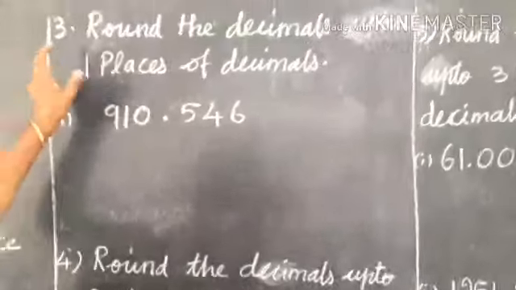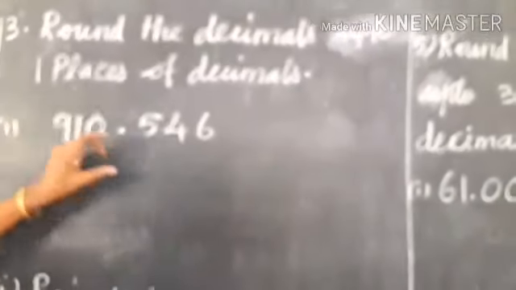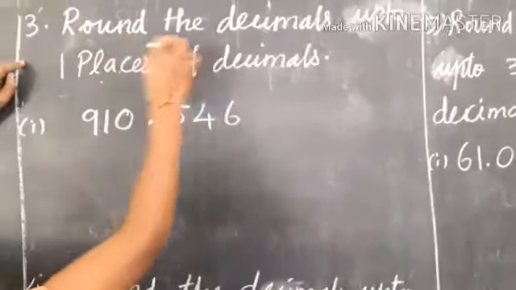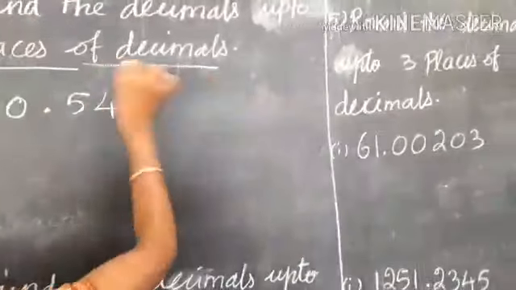Next, first they gave some particular place value, next they give that in numbers. Round the decimals up to 1 place of decimals.